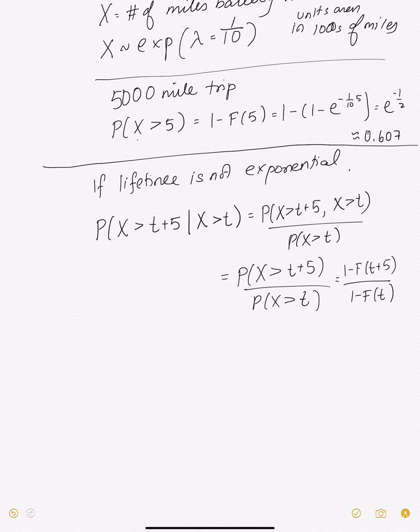Okay, so if it's not exponential, then it would really depend on what this t value is, because this CDF would depend on what t is, and you wouldn't have that things just cancel out as nicely as in the case of the exponential. Okay, so t is the time right now, that is the number of miles a battery has run till now. Okay.